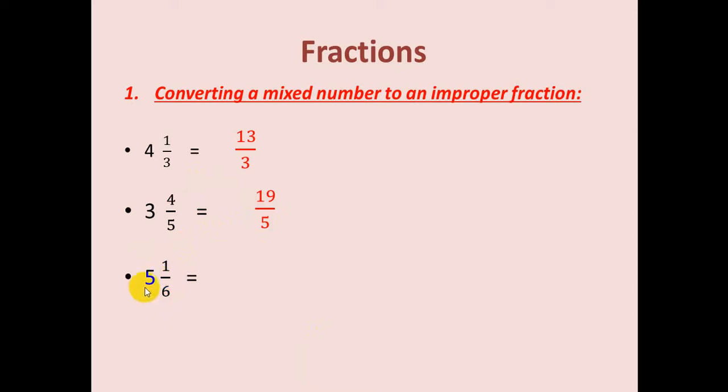How do we make it? 5 times 6, it will be 30, plus 1, 31 over the same denominator. Okay, 31 over 6. Last one.